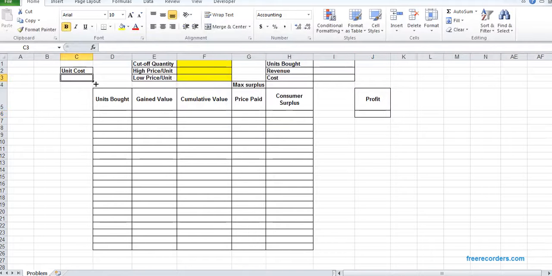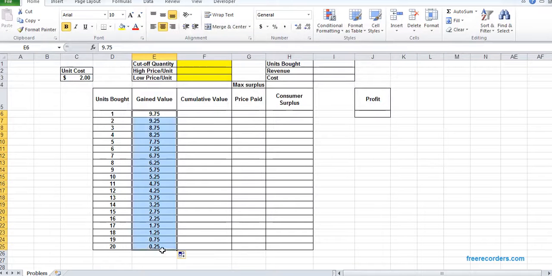So this is quite tricky, but it shouldn't be. Unit cost of a product is 2. Next, the gain values. I'm going to put this. I'm saying it's like a 0.5 decrement. So cumulative is the first one, fine. Second one is the first two, and so that's the cumulative values.